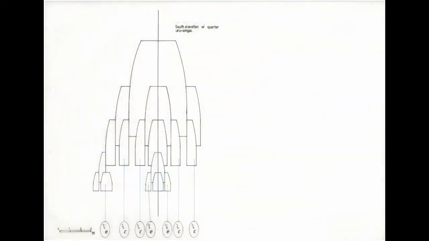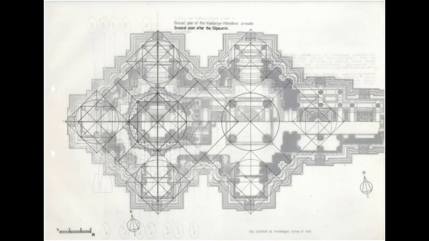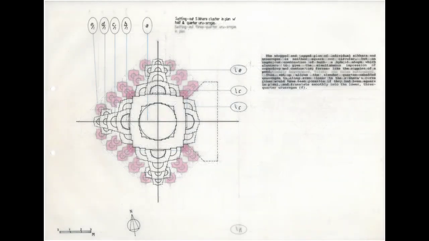You mark out a quarter of the height, then you mark out a quarter of what's left, then a quarter of what's left out of that, and so on. Joining the marks forms a curve. Put this all together and we get a setting out of the sikara cluster with half uru shringras, to which we add the quarter uru shringras. Working backwards then, we rework the plan with the main sikara cluster with half and quarter uru shringras.